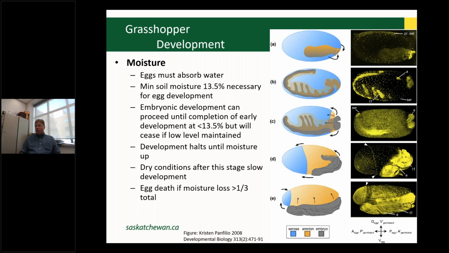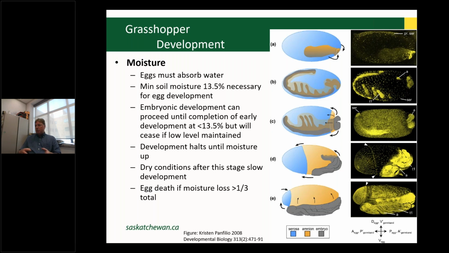Eggs must absorb water. They are not standalone units in the soil. They're still interacting with their environment. A minimum soil moisture of 13.5% is necessary for egg development, and embryonic development can only proceed until completion of early development at 13.5%, but will cease if dry conditions occur. So this allows them to remain in a state of arrested development until conditions improve. And they can stay in this condition for additional years.